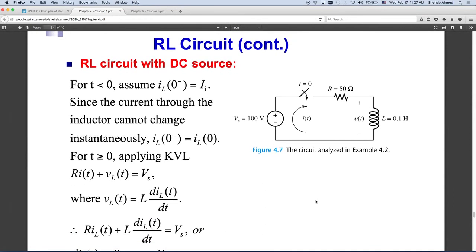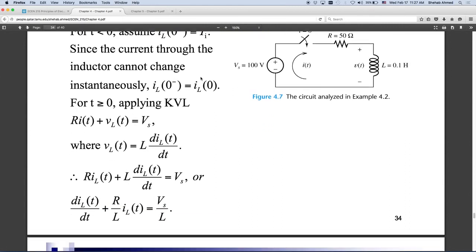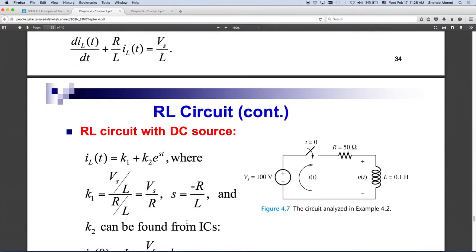So with a DC source, same process. Given the initial condition, we automatically go and write the differential equation that we have down here, right? The R over L is A, Vs over L is B. Substitute in the K1 plus K2 e to the st equation. S is still equal to minus A. K1 is equal to B over A. K2 is equal to the initial condition minus B over A. Right?